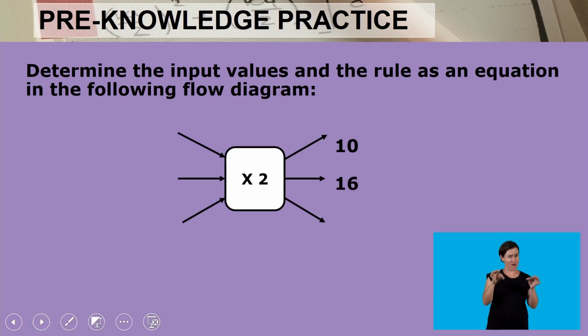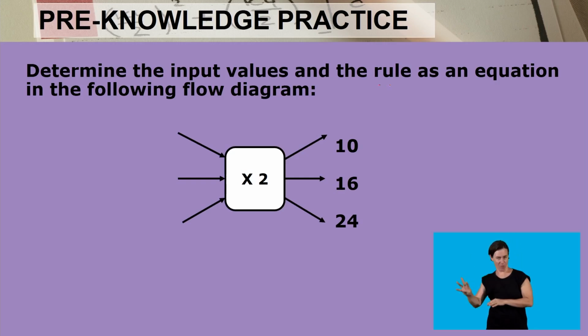So we are given the output values in this flow diagram. What are we supposed to determine? Firstly, we are supposed to determine the input values. Then afterwards, we are going to determine the rule as an equation. Let's look at the output values that we have been given there. Remember, those output values are the Y values. And of course, we need to find the input values that were used to find these output values.